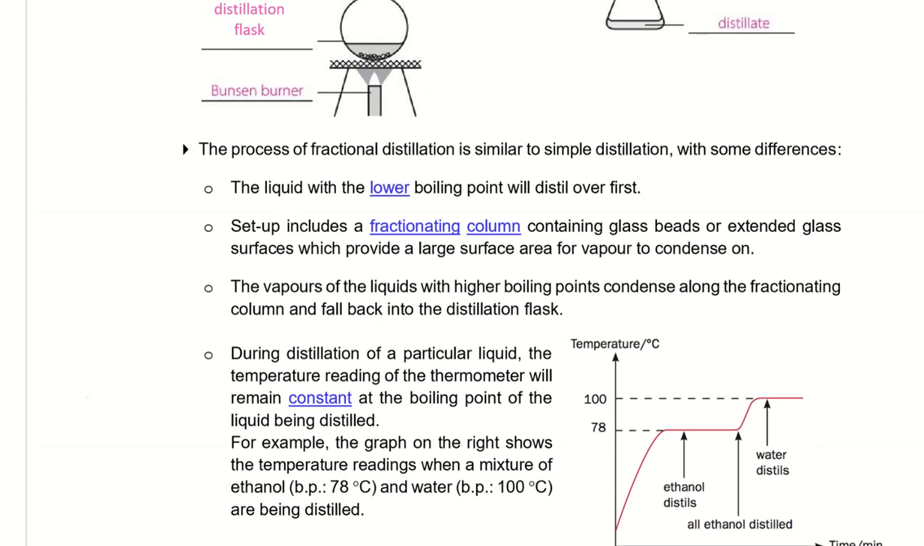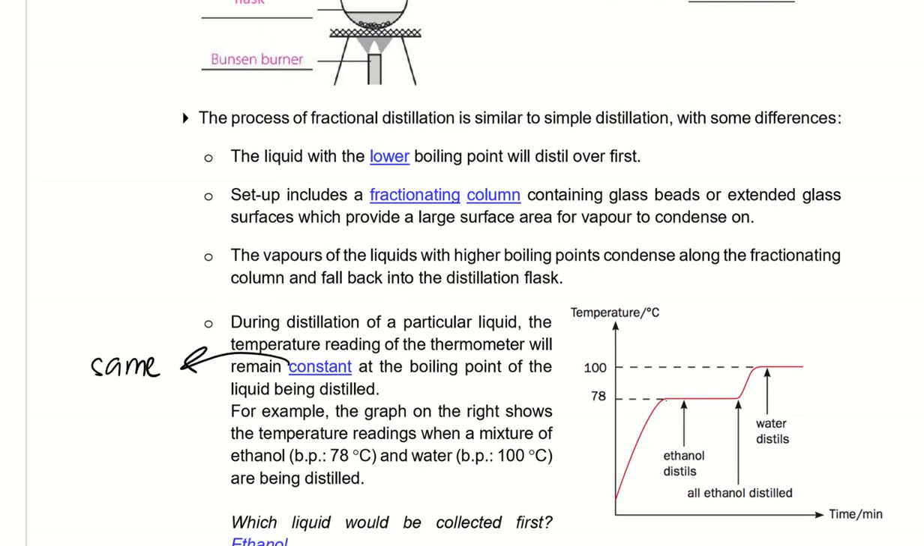So during distillation of a particular liquid, the temperature reading of the thermometer will remain constant at the boiling point. Constant means remain the same. So you notice that at 78 degrees Celsius, which is the boiling point of ethanol, it will remain constant for some time until all the ethanol has been distilled, and then it heats up all the way to 100 degrees Celsius, and eventually the water will be distilled out.